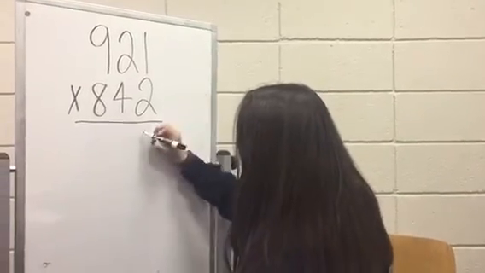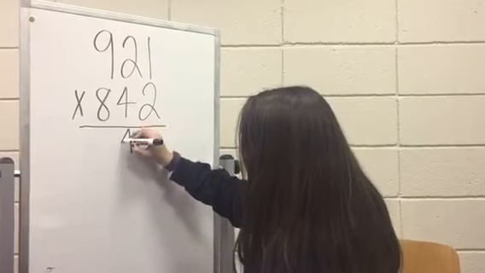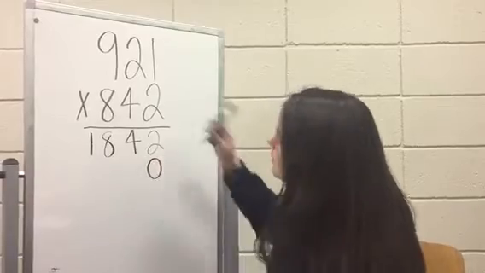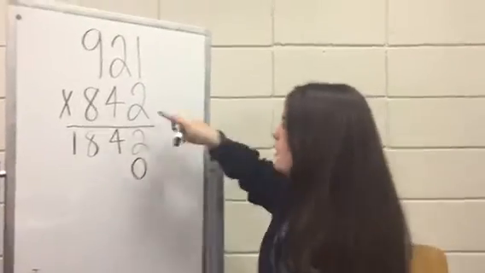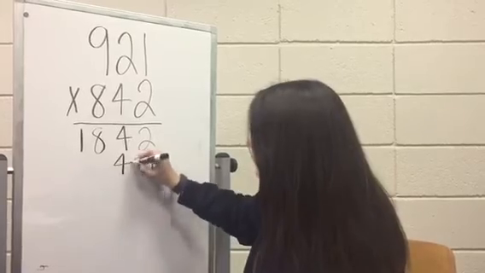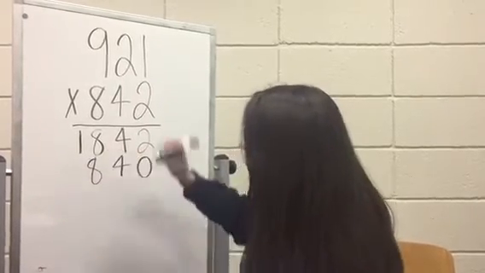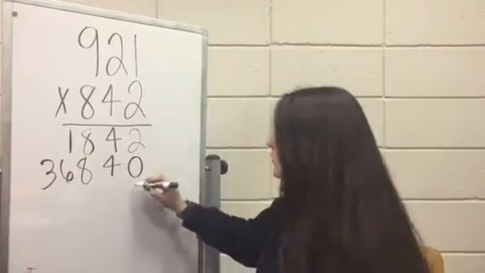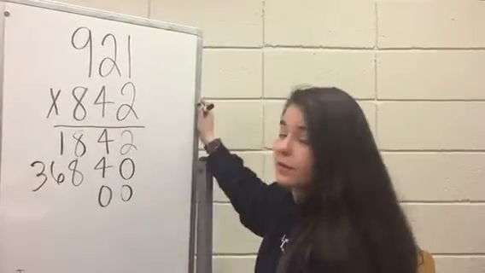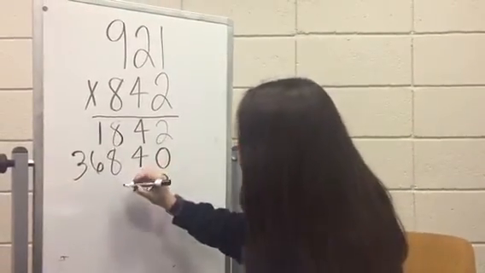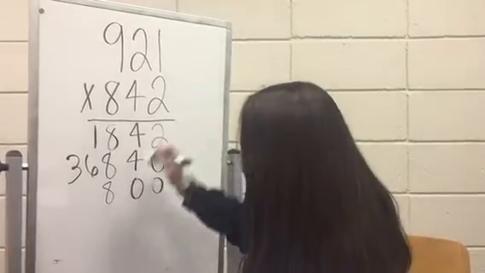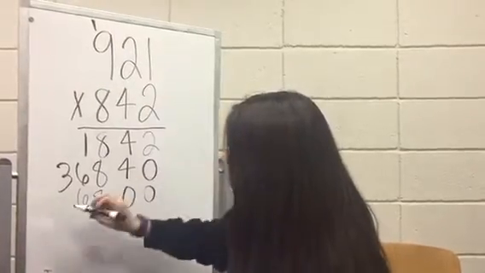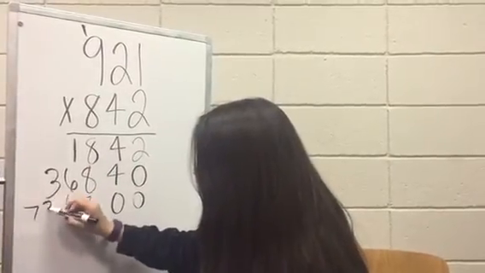So 2 times 1 is 2, 2 times 2 is 4, and 9 times 2 is 18. You have to make sure you put a 0 here because you're starting at the next set of numbers. So 4 times 1 is 4, 4 times 2 is 8, and 9 times 4 is 36. Again, you have to make sure that you put zeros because you're starting with the next set of numbers. 8 times 1 is 8. 8 times 2 is 16. You have to carry the 1. 9 times 2 is 72, plus 1 is 73.